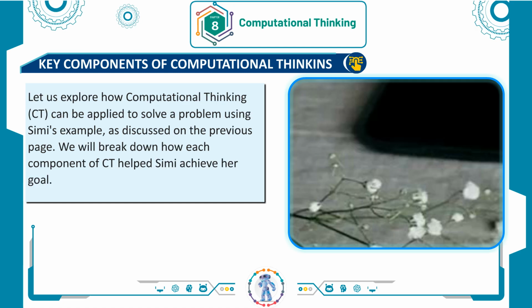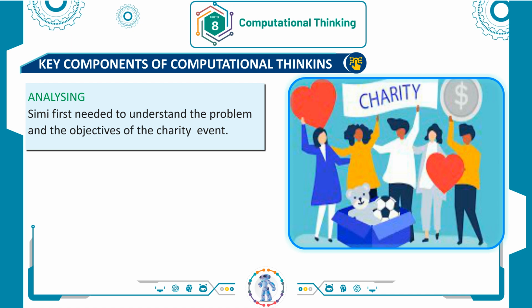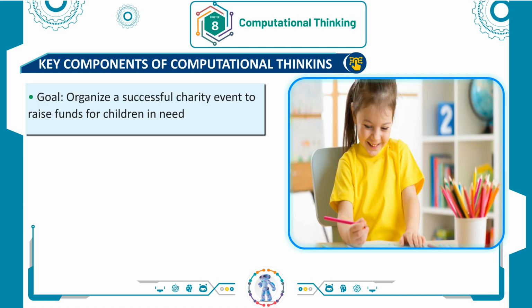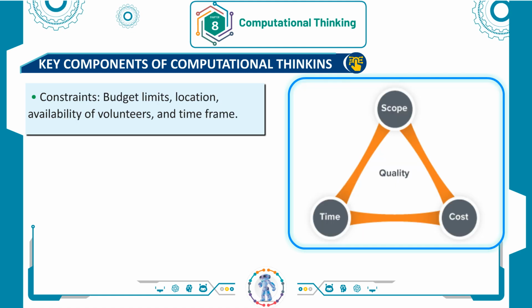Let us explore how computational thinking (CT) can be applied to solve a problem using Simi's example, as discussed on the previous page. We will break down how each component of CT helped Simi achieve her goal. Analyzing. Simi first needed to understand the problem and the objectives of the charity event. Goal: organize a successful charity event to raise funds for children in need. Constraints: budget limits, location, availability of volunteers, and time frame.